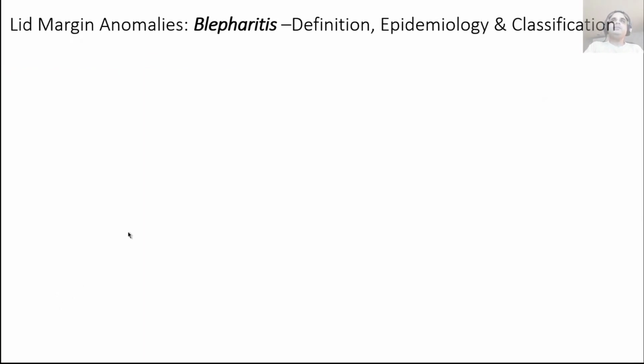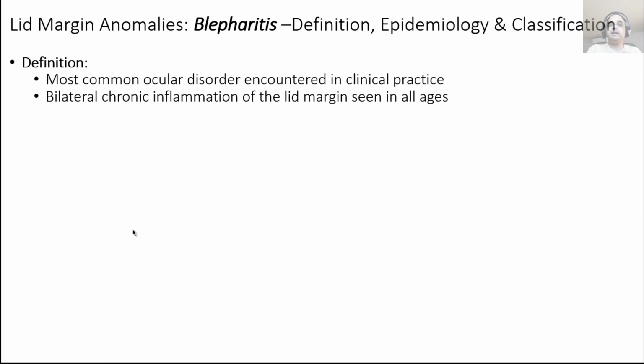So we'll start off by defining blepharitis, talking about its epidemiology and classification. Blepharitis is the most common clinical encounter in an ophthalmology clinic. It's the most common thing you see in a clinic of an eye doctor. It is defined as a bilateral chronic inflammation of the lid margin, and it's seen in all ages, from young people to really old people.